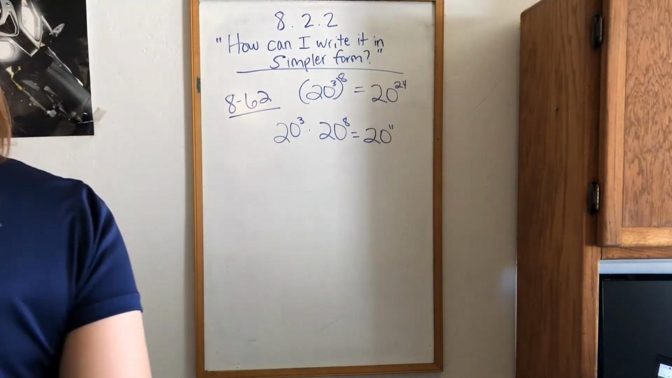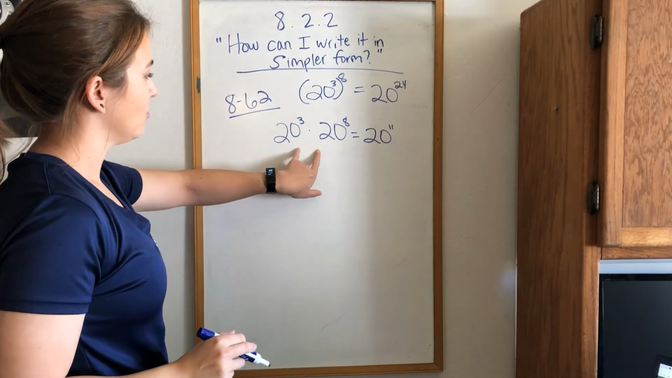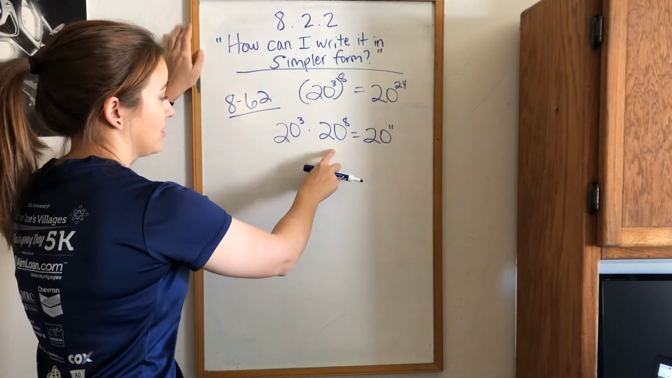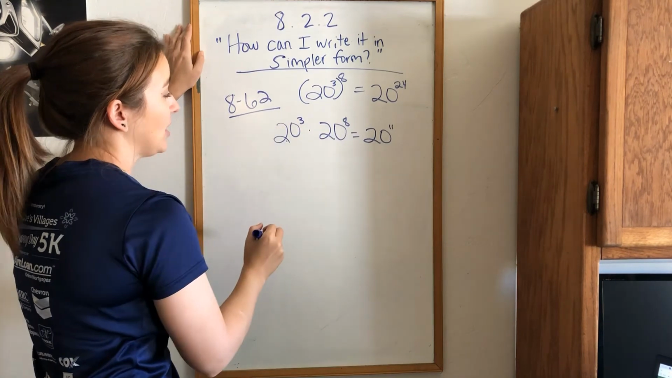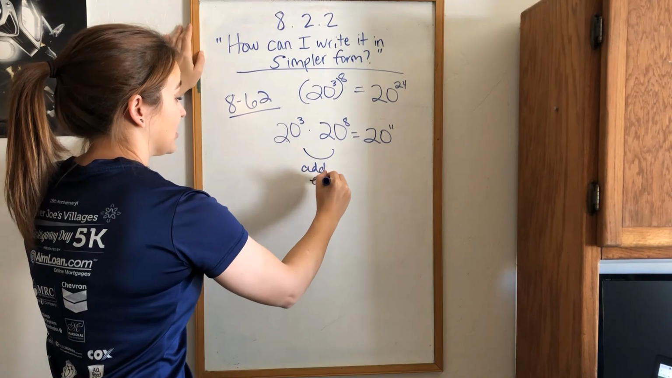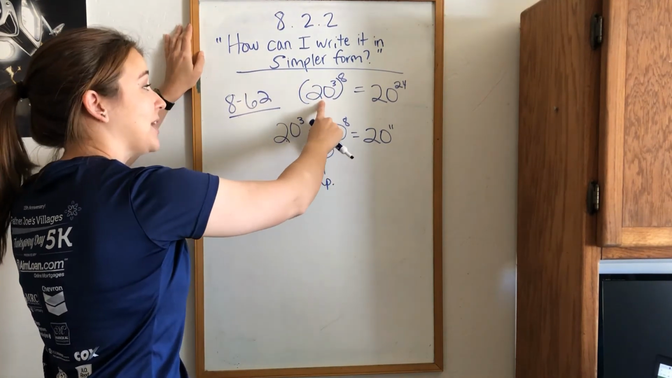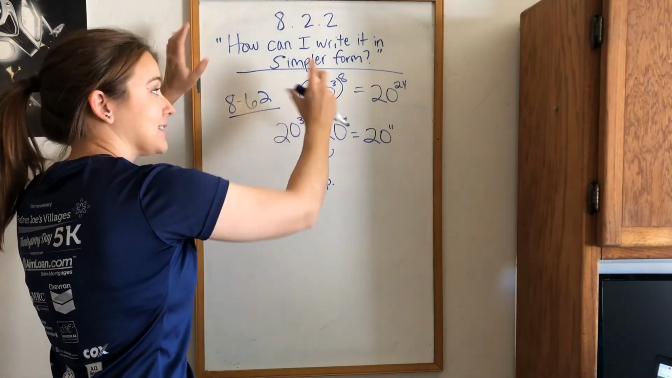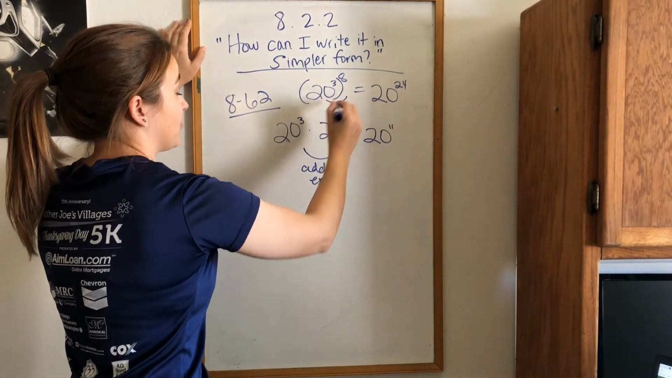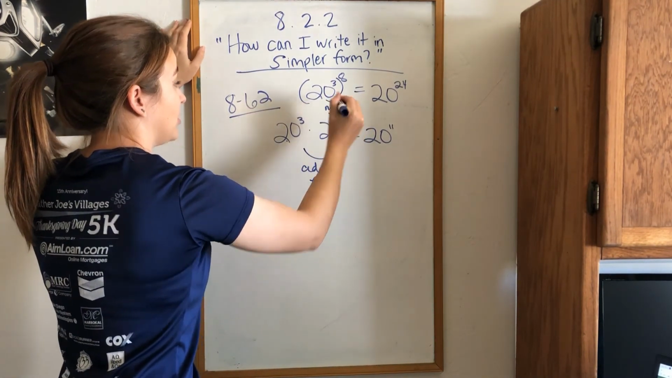How are the two expressions different? Well, in this one, we have the base with the exponent times the same base with a different exponent. So we know we're going to add the exponents together to get our simplified form. For this one, we have a base with an exponent inside parentheses being raised to a different power. So we're going to multiply the exponents. So that is the difference between those.